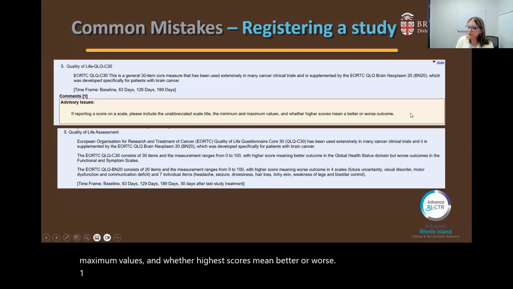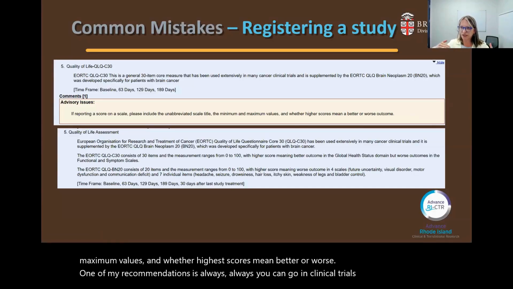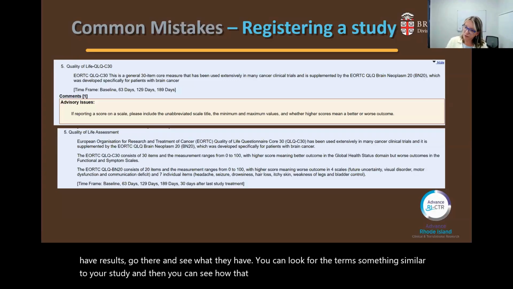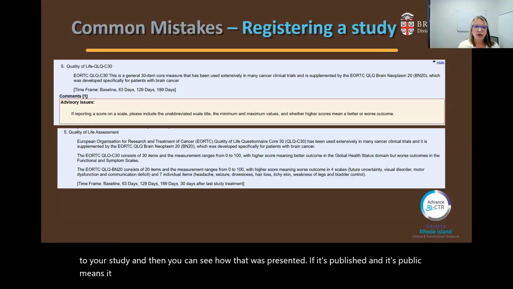One of my recommendations is that you can go to ClinicalTrials.gov, look at studies that have results, and see what they have. You can look for terms similar to your study, and then you can see how that was presented. If it's published and it's public, it means it was approved. So keep that in mind. You can always go back and look at that.